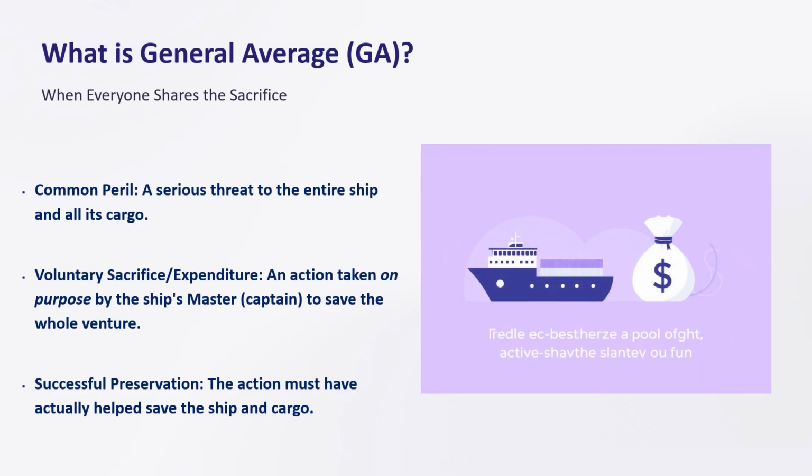So let's start with general average, often just called GA. This is a very old principle in maritime law, formalized by rules called the York-Antwerp rules. In simple terms, its definition is this: imagine a ship and all the cargo on it are in serious danger, say a huge storm.